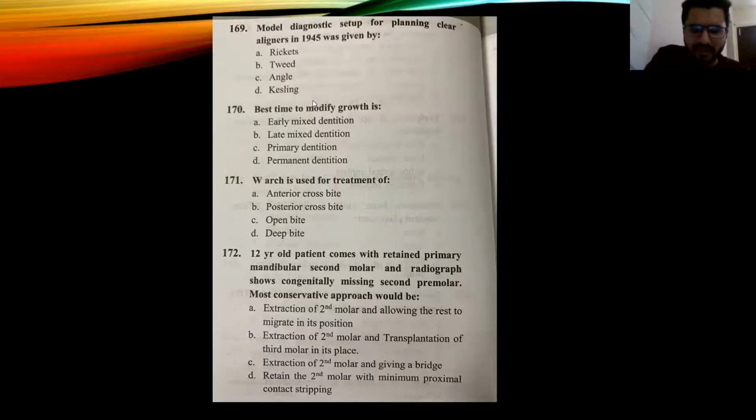Okay, coming to 172, a 12-year-old patient comes with retained primary mandibular second molar and radiograph shows congenitally missing second premolar. It is very commonly missing, this tooth. So what would be your most conservative approach? Extraction of second molar and allowing the rest of the teeth to migrate into its position. Extraction of second molar and transplantation of third molar in its place. Extraction of second molar and giving a bridge. Retain the second molar with minimum proximal contact stripping. What is the most conservative approach?